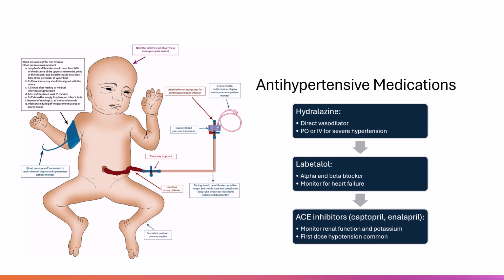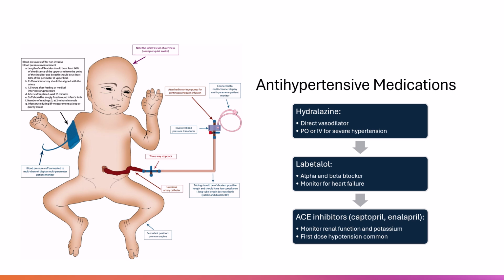Hypertension in neonates is uncommon, but needs prompt treatment when it occurs. Hydralazine is a direct vasodilator available in both oral and IV forms. It's often used for urgent blood pressure reduction. Labetalol combines alpha and beta blocking effects, making it effective for hypertension, but you need to monitor closely for heart failure, which would be a contraindication.